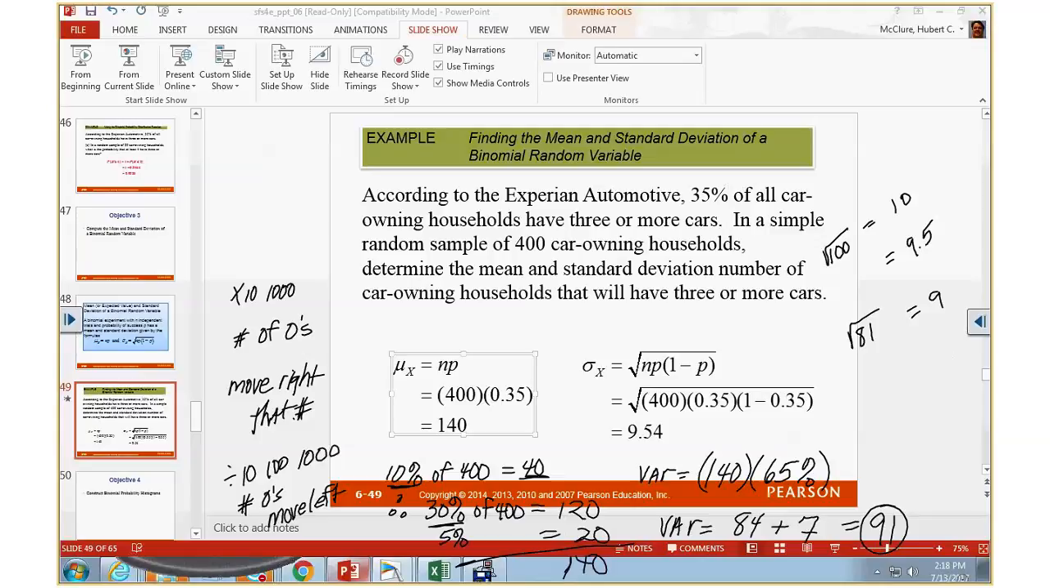All right? So, what's the difference between 81 and 100? 19. Half of 19 is 8.5. We'll use 8. 8 added on to this is what? 89. Really, it's 89.5. Oh my gosh, we only need 91. So I bet it's 9.6 or 9.7. What do y'all think? The standard deviation is equal to 9.6 or 9.7.